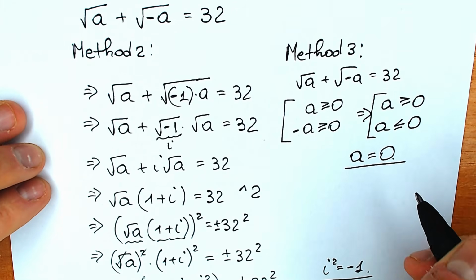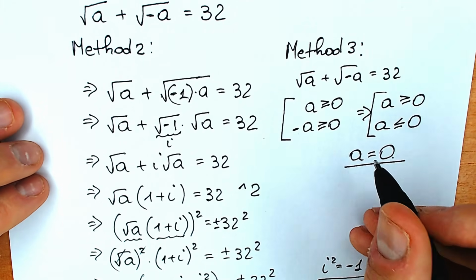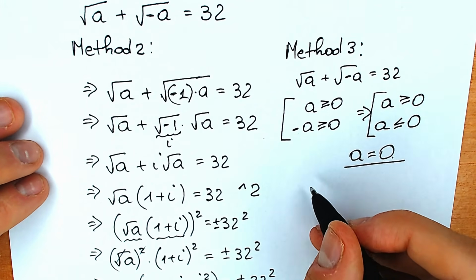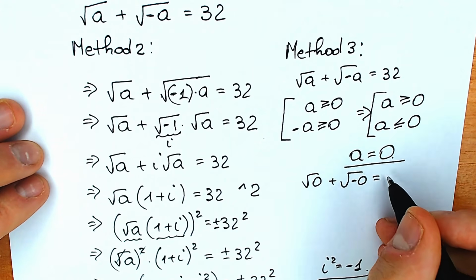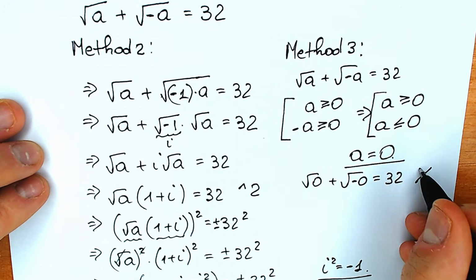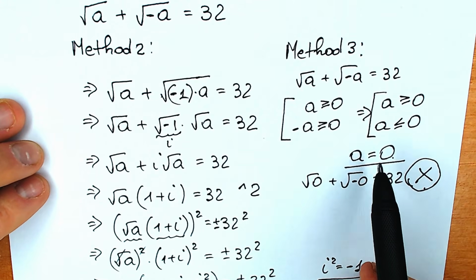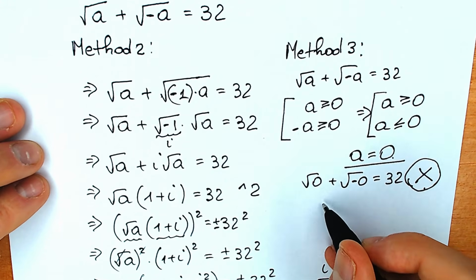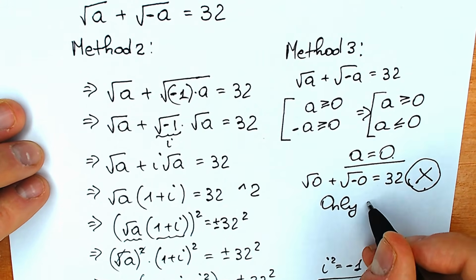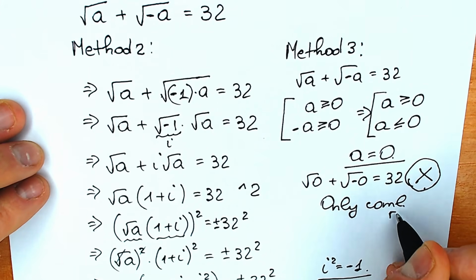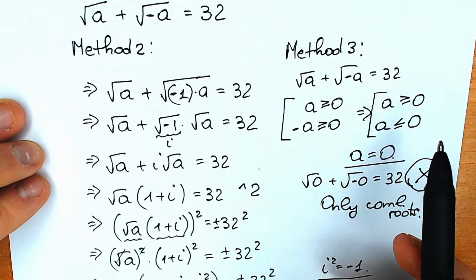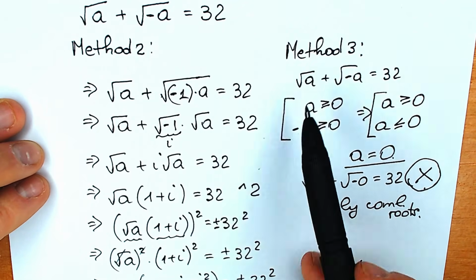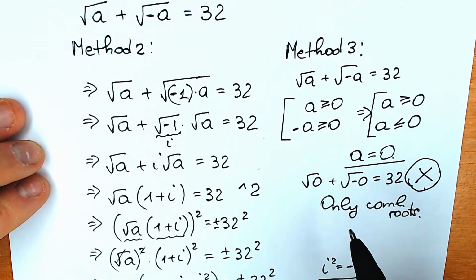The one and only way that this equation will have real roots is when a is equal to 0, but when we plug it in, we have square root of 0 plus square root of minus 0 equal to 32, which is absolutely incorrect. So with this method we can say that this equation has only complex roots. This is like an extra method, just to check whether you have real number roots or complex roots. This method is only great for this assumption. So this is my explanation to this question.